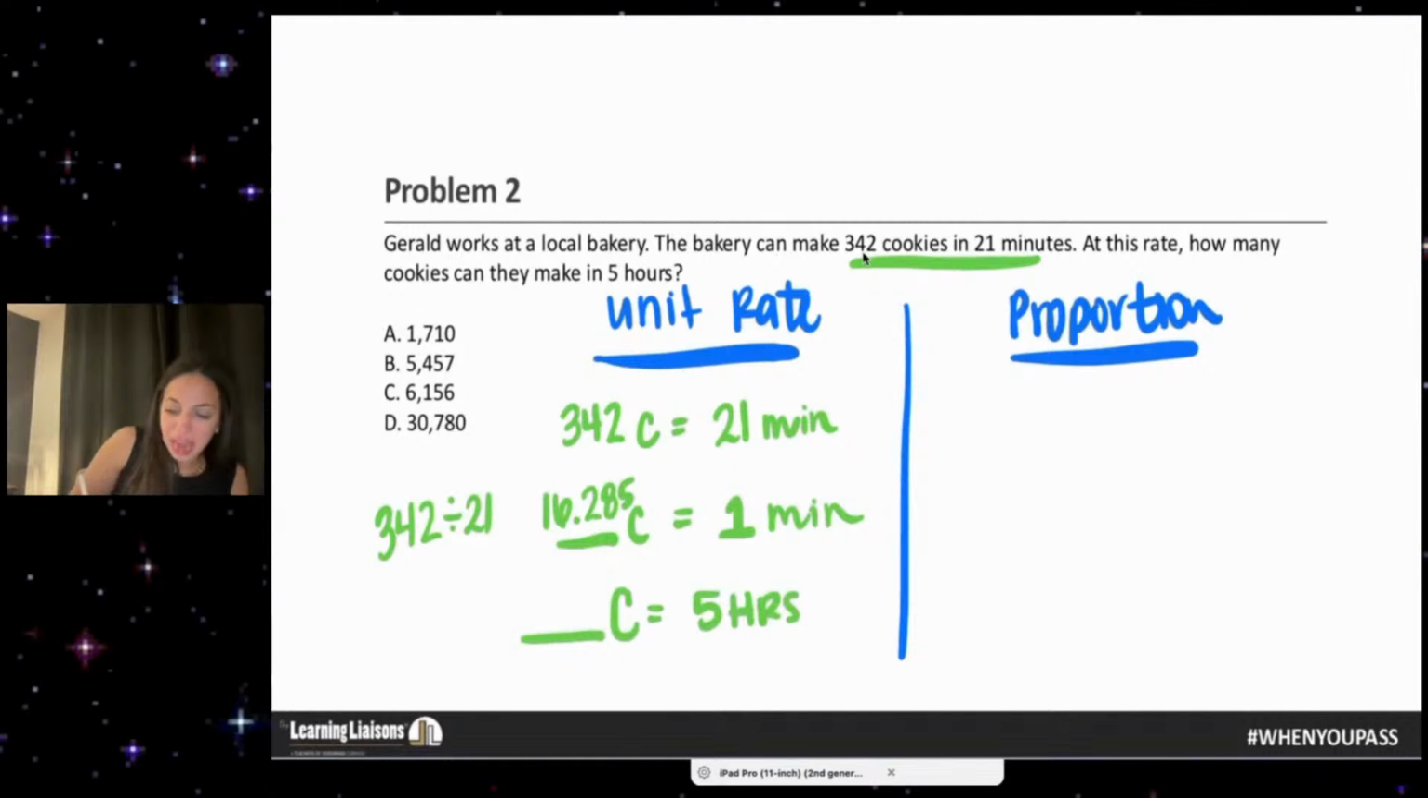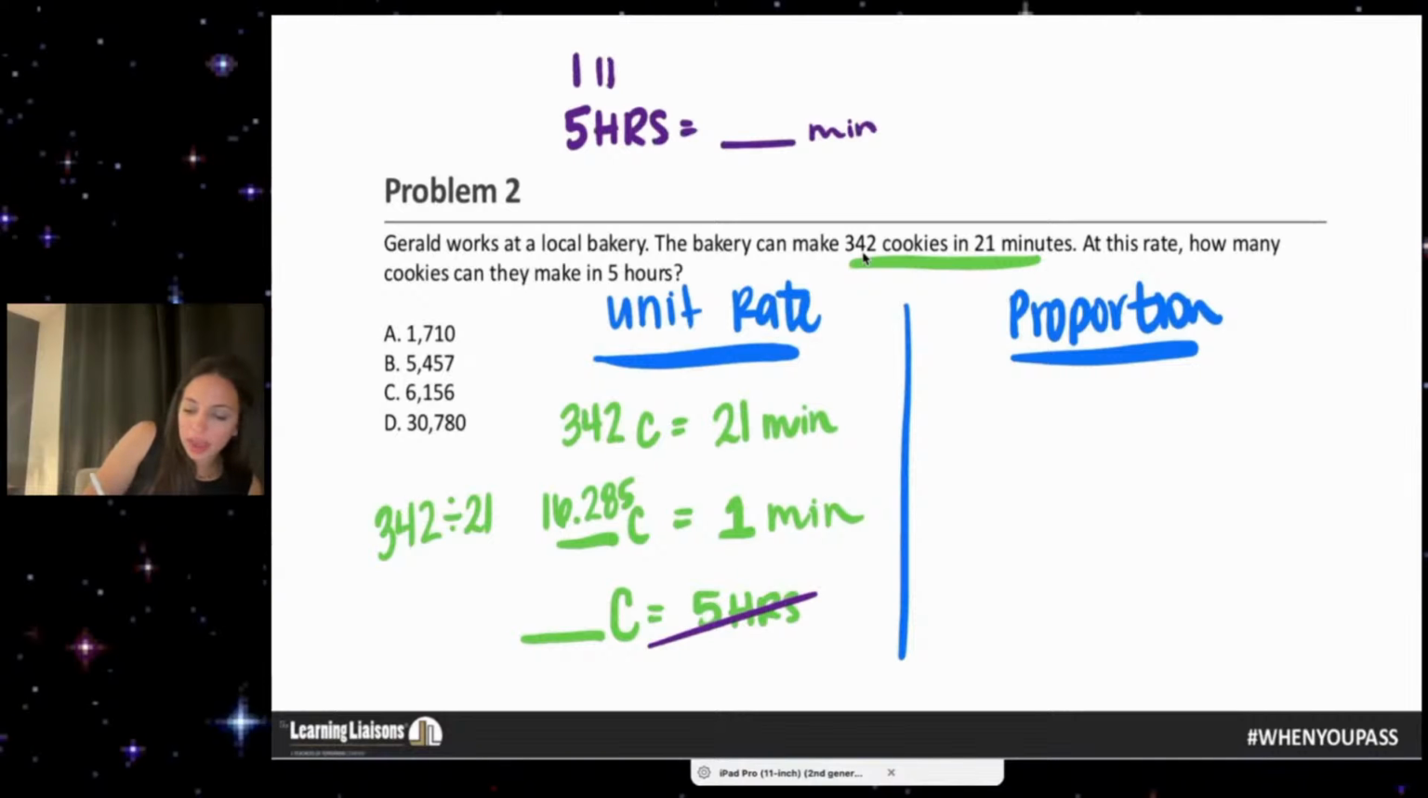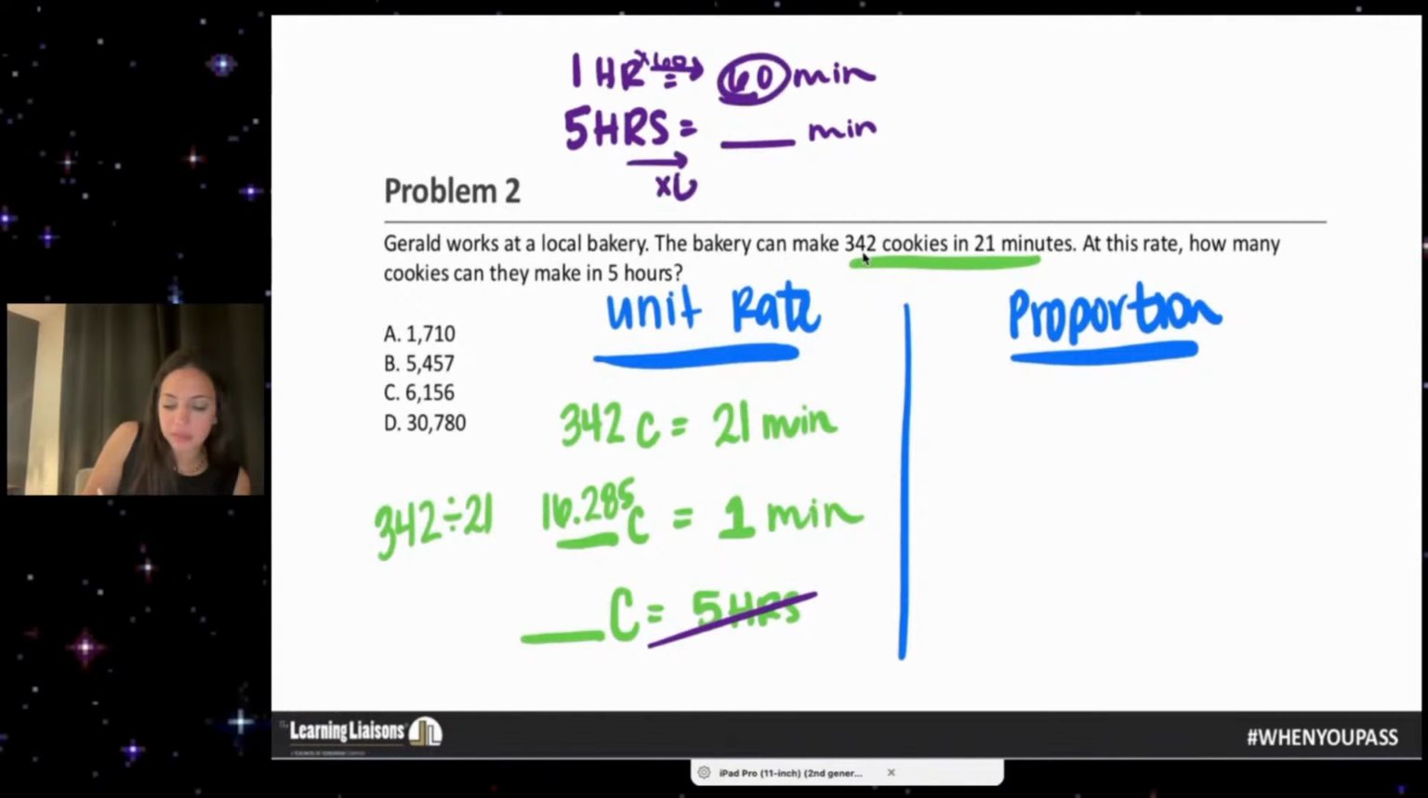Well, I'm not going to do 16.285 times 5 because that would be how many cookies I could make in 5 minutes. What I am going to do is convert that 5 hours into minutes. So 5 hours equals how many minutes? Well, we know that 1 hour equals 60 minutes. And so if I'm going in this direction on my conversion chart, I need to do 1 times 60 to get 60. So I need to do 5 times 60, which is 300 minutes.